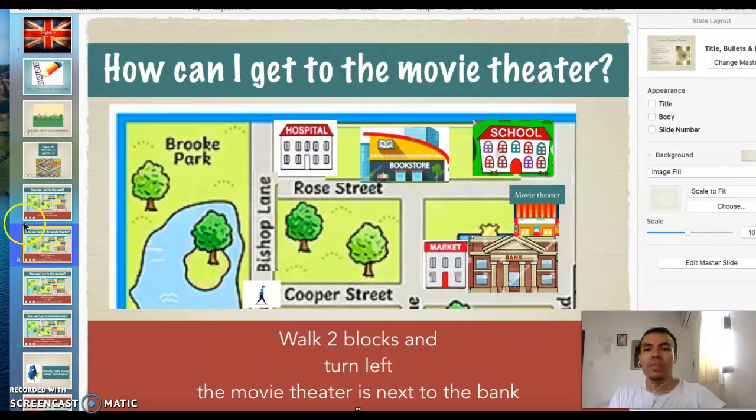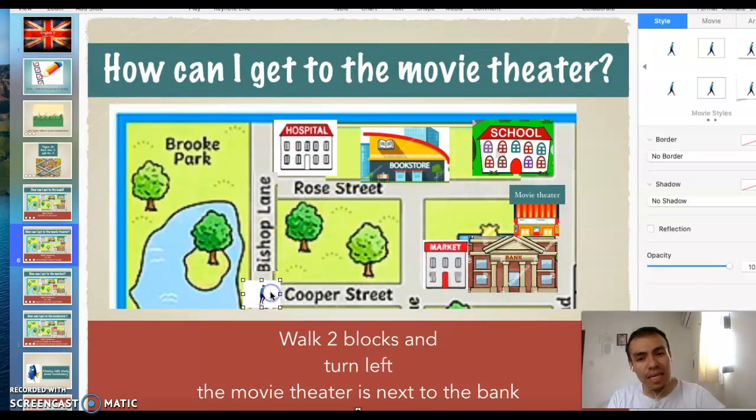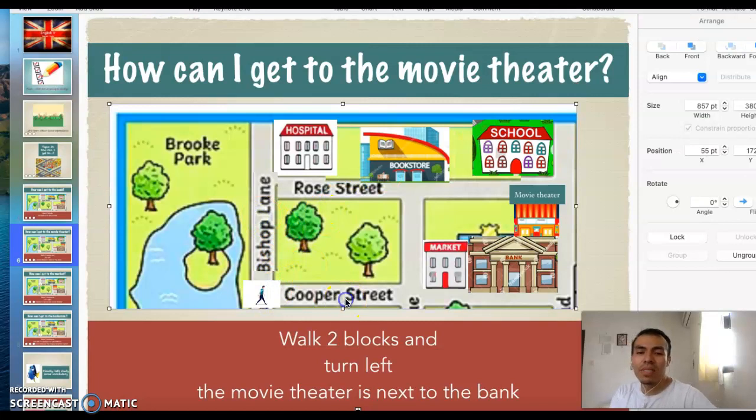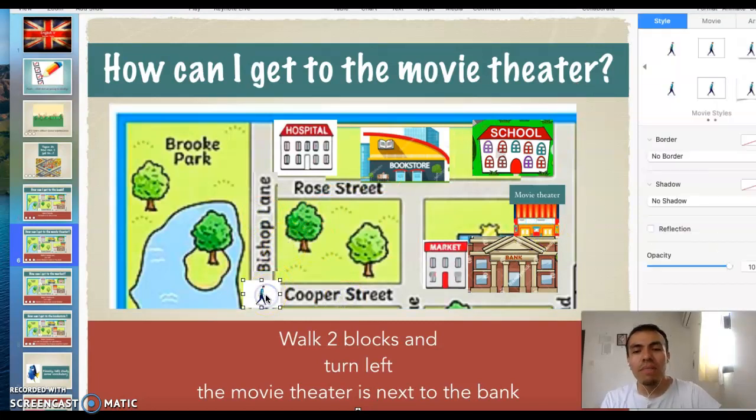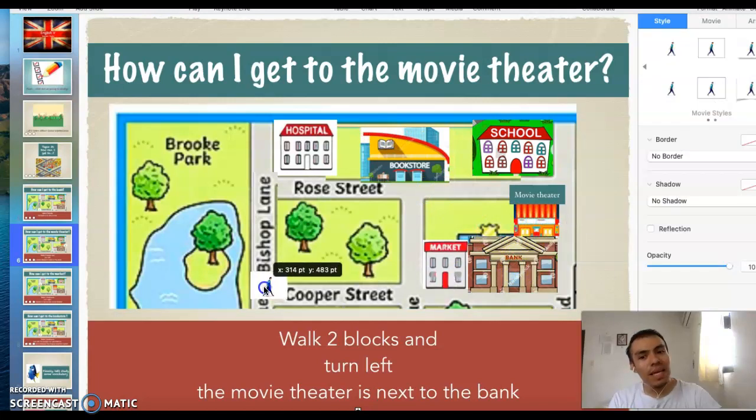Question number 2. How can I get to the movie theater? Okay, the person is here again between Bishop Lane and Copper Street. The movie theater is here. So the person has to walk 2 blocks, 1, 2, and turn left. Turn left. The movie theater is next to the bank. Okay, a little more complicated.